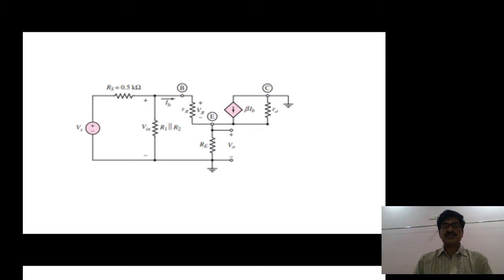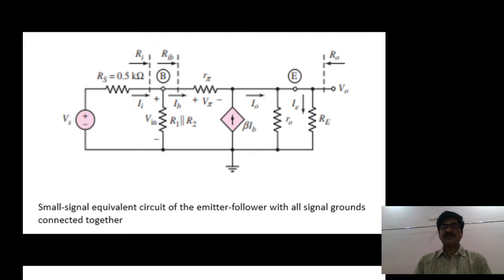Since the DC sources go to ground, R1 comes in parallel with R2, and as usual at the input side Vs in series with Rs. For simplicity, this circuit is converted in the form like this. Both are same circuits. For our convenience, I rearranged the different components like this.